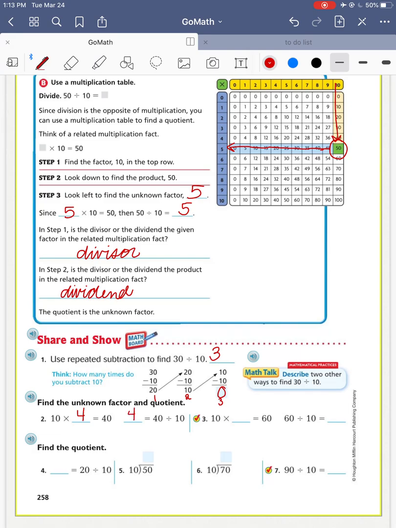10 is 4. Remember, even if the answer is on the left of the equal sign, you still have to start from left to right. So you still have to take 40 and go this way. You can't do 10 divided by 40. All right, 10 times what is 60? 10 times 6 is 60. So 60 divided by 10 is 6.